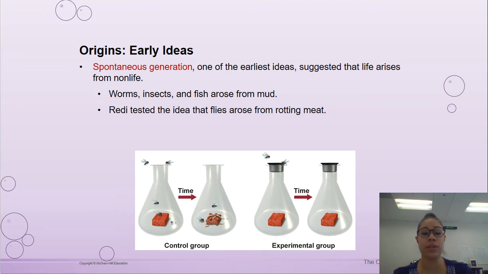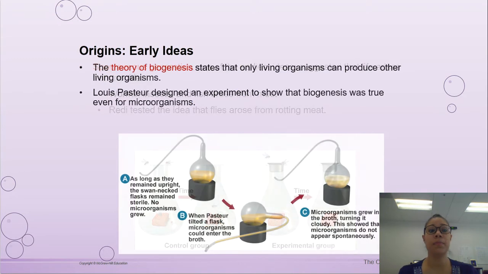So a scientist runs an experiment. He puts a piece of meat in a flask and he leaves it open to the air. Over time, it gets maggots in it. He takes another flask and he closes it off, and over time, there's no maggots in it. So he shows that the meat does not spontaneously generate maggots. Some people didn't believe that. They said that they needed the air in it for the spontaneous generation to work.